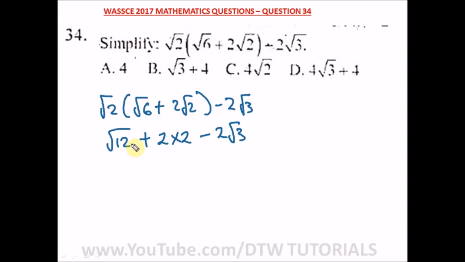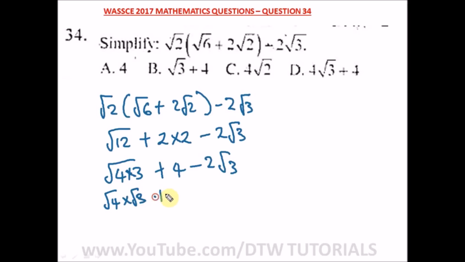Okay, so from here we can break this 12 down to what? 4 times 3. Okay, plus what's 2 times 2? That's 4, minus 2 root 3. All right, and from here we can bring out 4, since root 4 is 2, times root 3 plus 4.